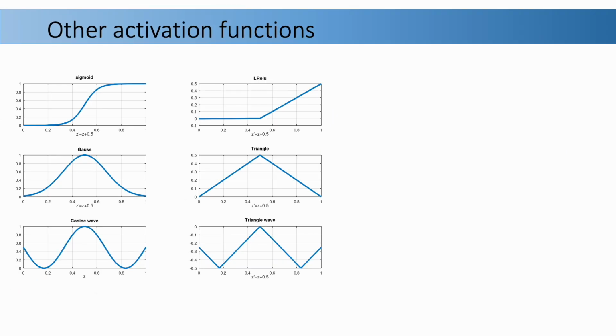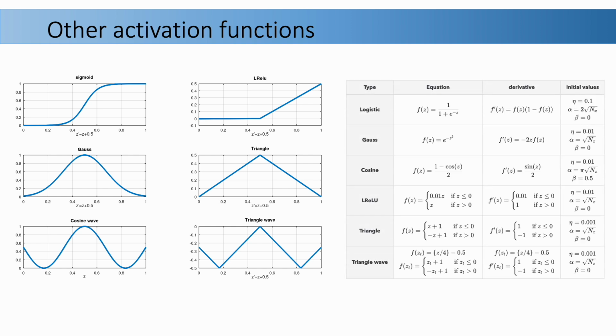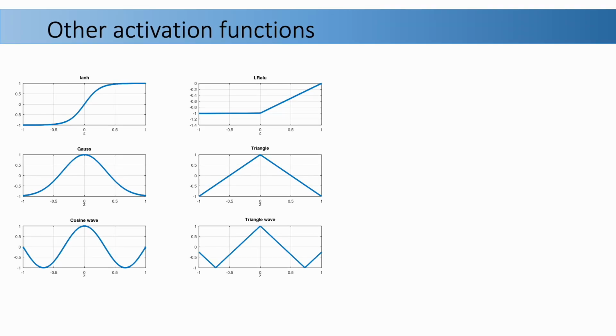Experimenting with different activation functions based on Gauss and cosine, we have the following, in a probability range of 0 to 1. Here are the activation functions mapping the probability from -1 to 1.